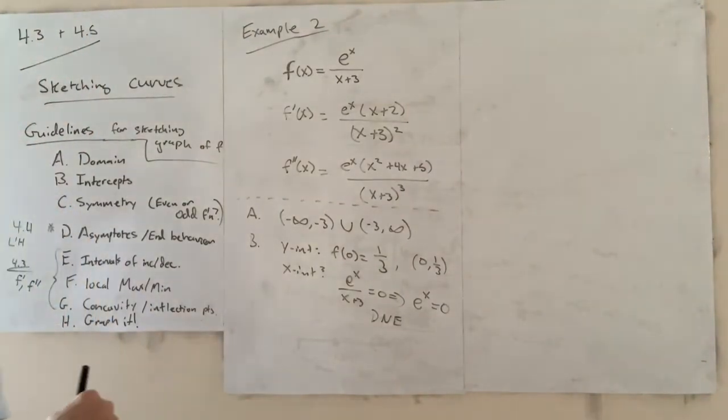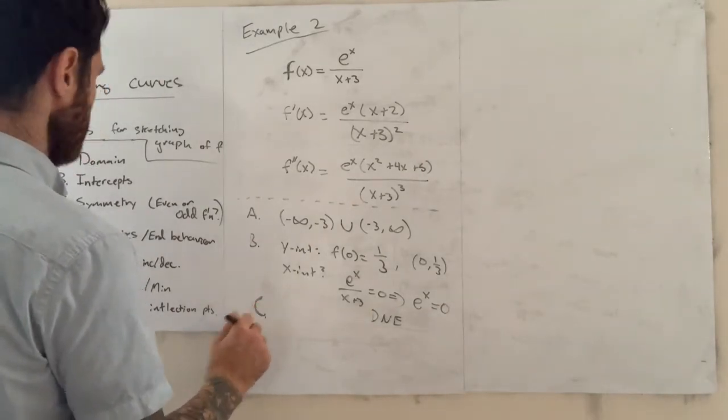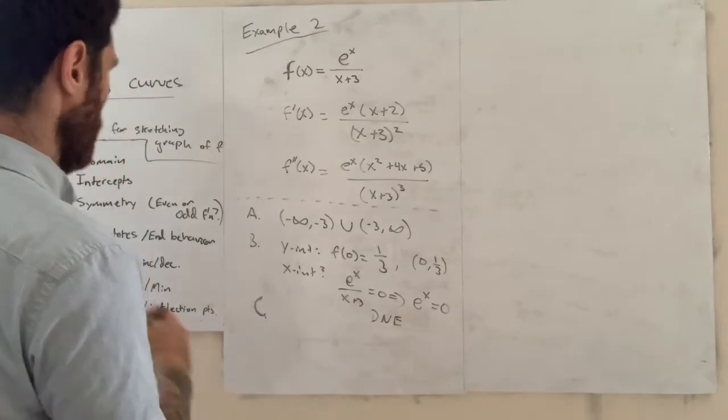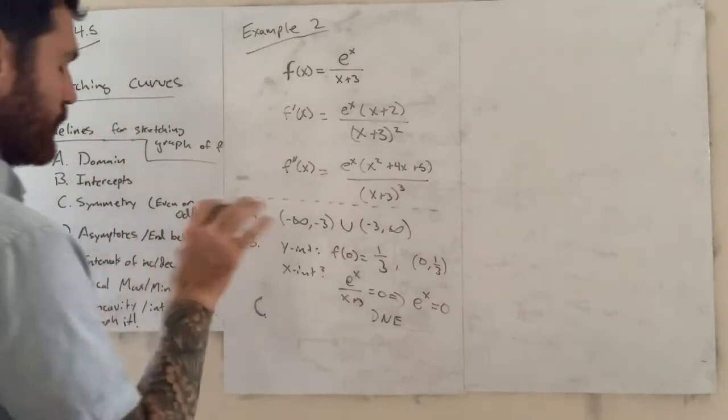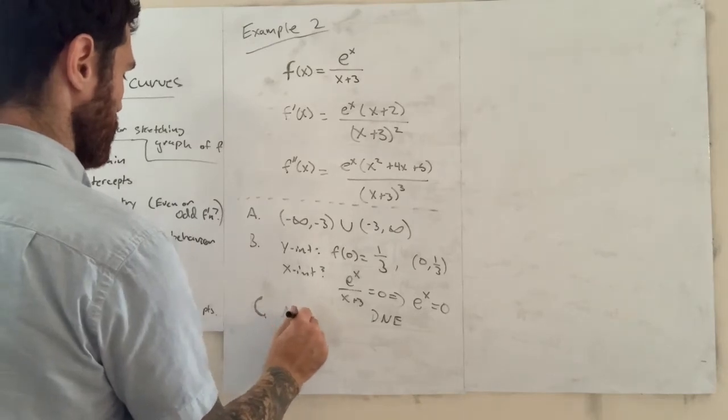All right, C, symmetry. No symmetry in this case, so don't worry about this. Again, symmetry is just to kind of help you. It's not important. You can still graph it if you know all the other things.